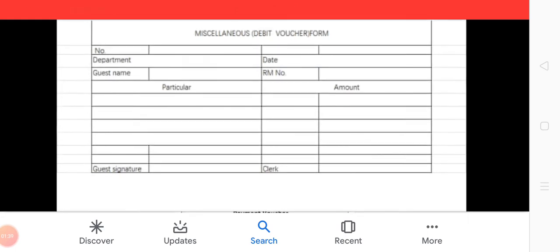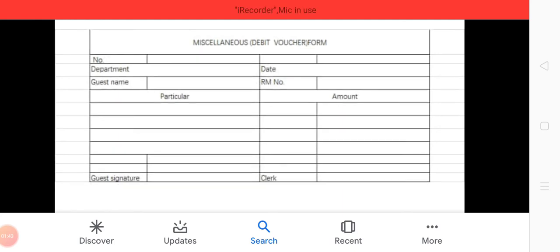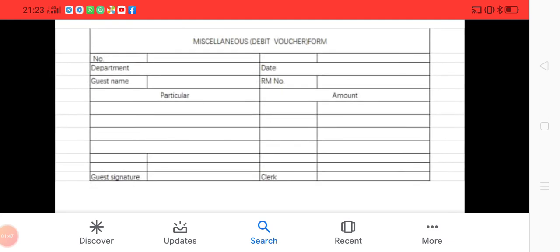Then the signature of the clerk is there, the clerk will sign the voucher. It means that this is the authorized voucher for the facility taken by the guest, and the facility is provided by the hotel to the guest, and when the guest departs, the amount of 500 rupees will be charged or deducted from his folio.